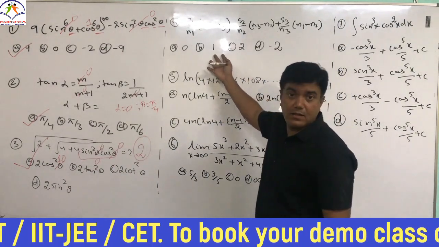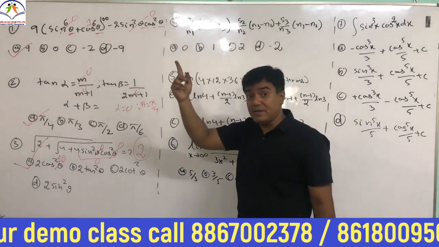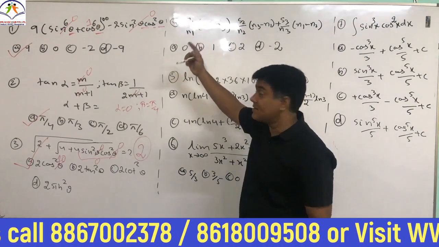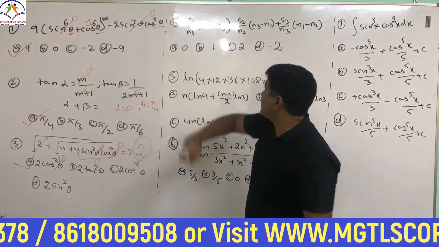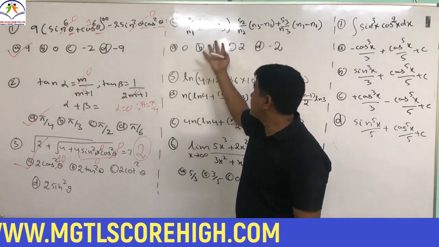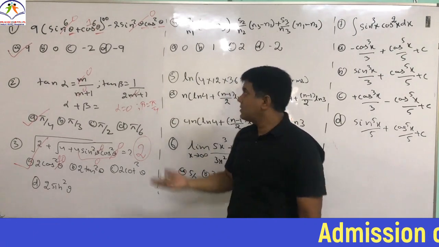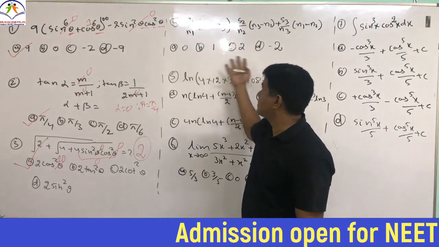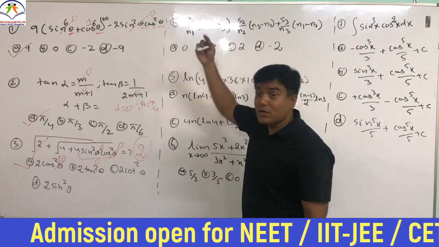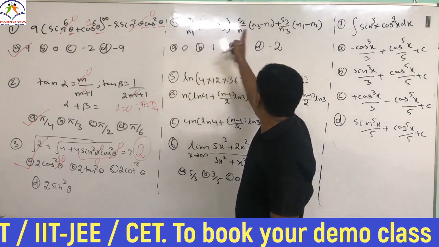This is your AP question. The question was: S1, S2, S3 are the sums of the series in AP, and N1, N2, N3 are the number of terms. They have asked the value of this expression. After seeing this question, students automatically go to the next question, thinking: sir, these are variables and this is a constant, how to do it? No. Here you cannot put 0, because you have the number of terms N1, N2, N3.